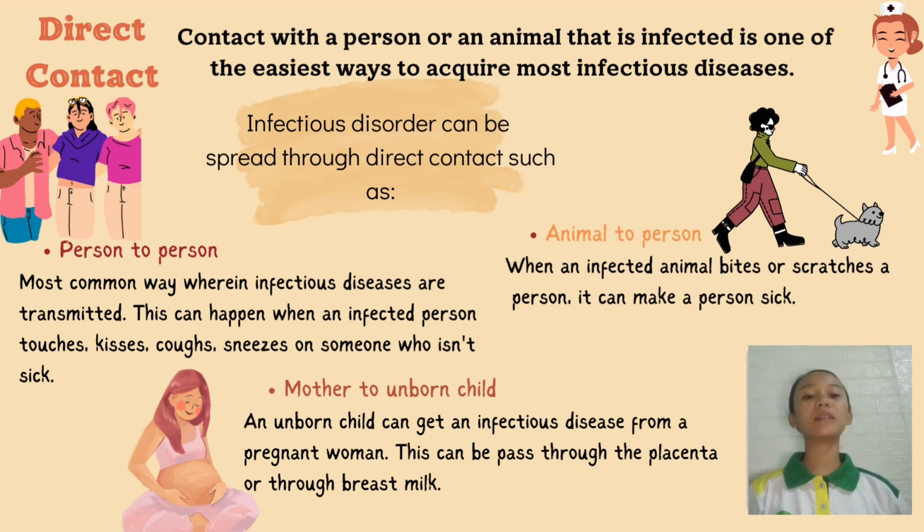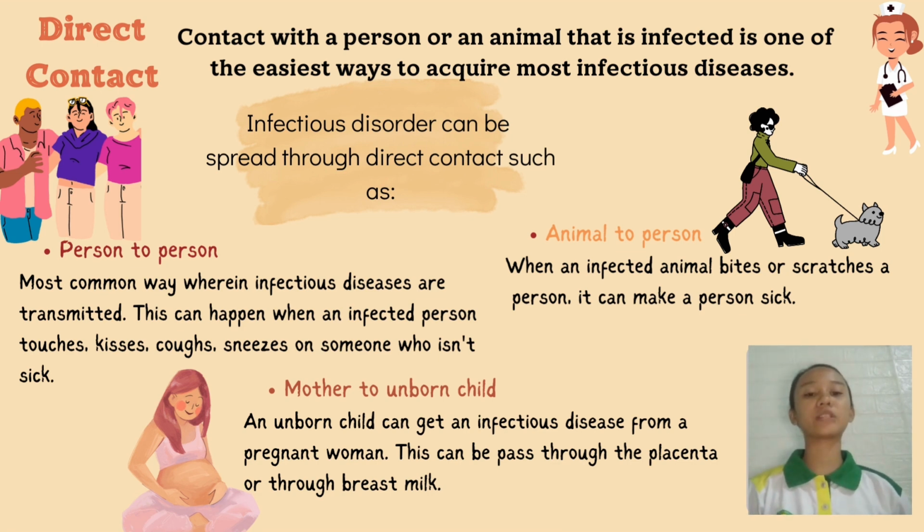Next is animal to person. When an infected animal bites or scratches a person, it can make a person sick. So, for example, if a cat is carrying an infectious disease, then it scratches you or bites you, it can be transferred to you.